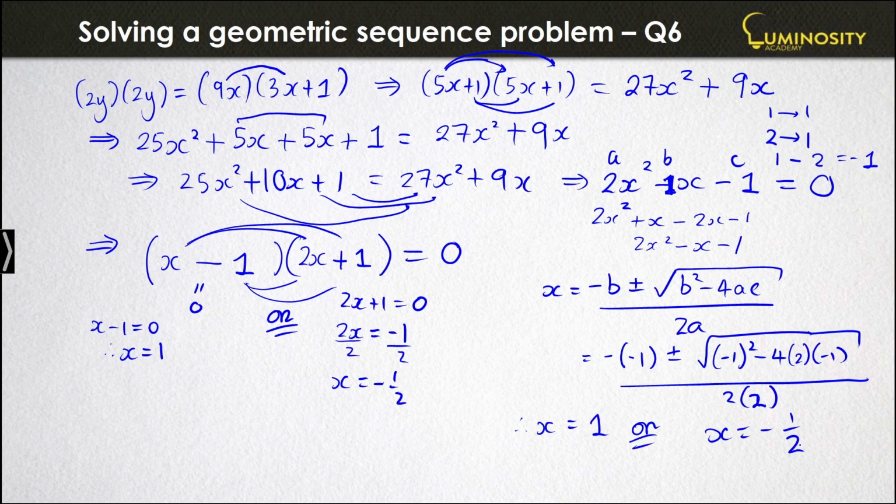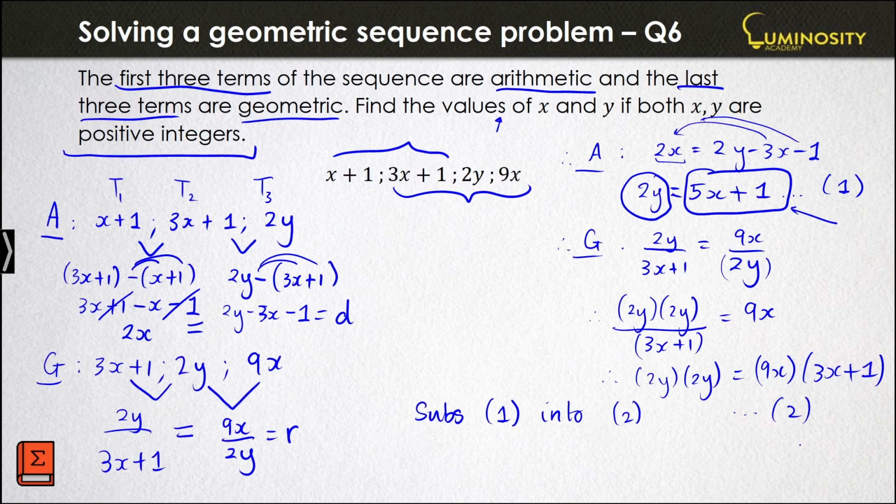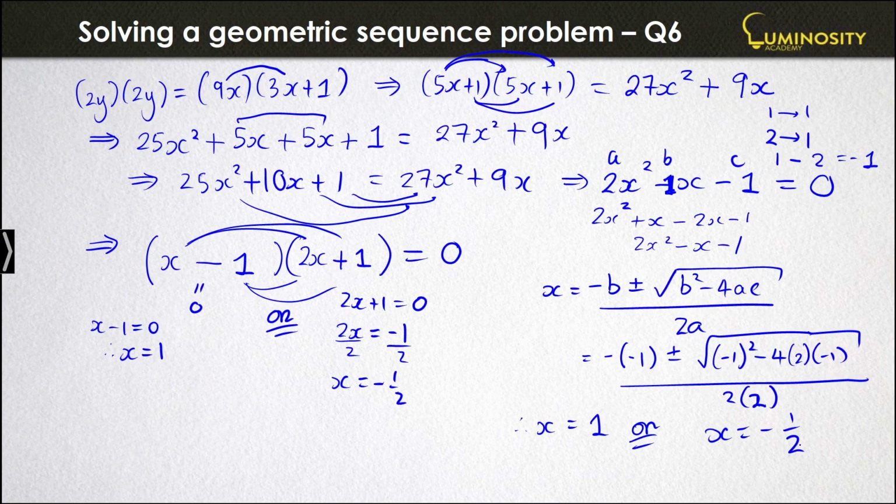Now, let's remember that very important piece of information given to us at the start. x and y are both positive integers, but I just found two x values and one of them is -1/2. So first of all, it's not even an integer, it's a rational number, and it's negative. So we have to discard that solution, not applicable. So x equals 1 is the solution we're most likely going to be looking at.